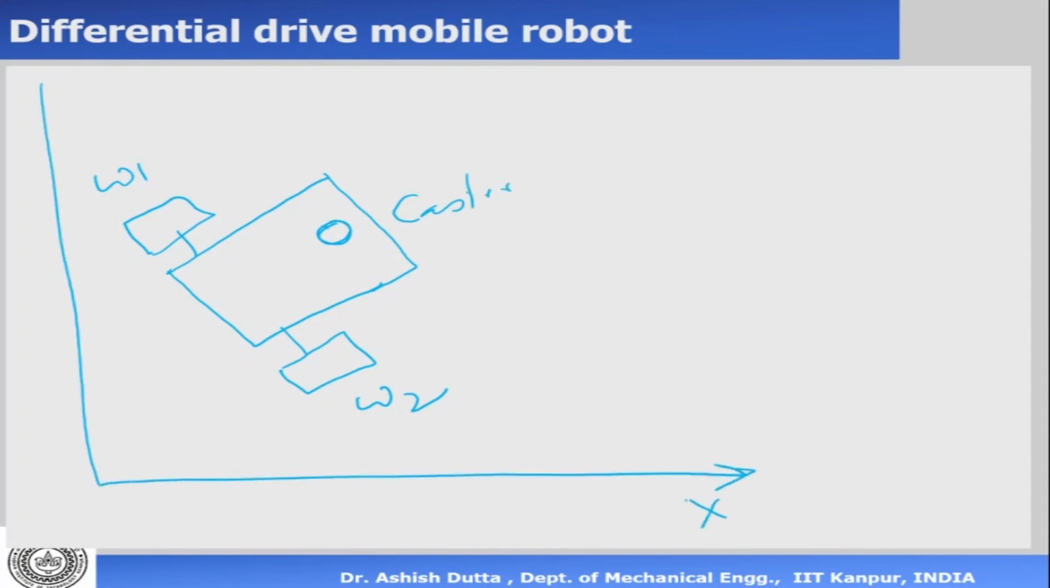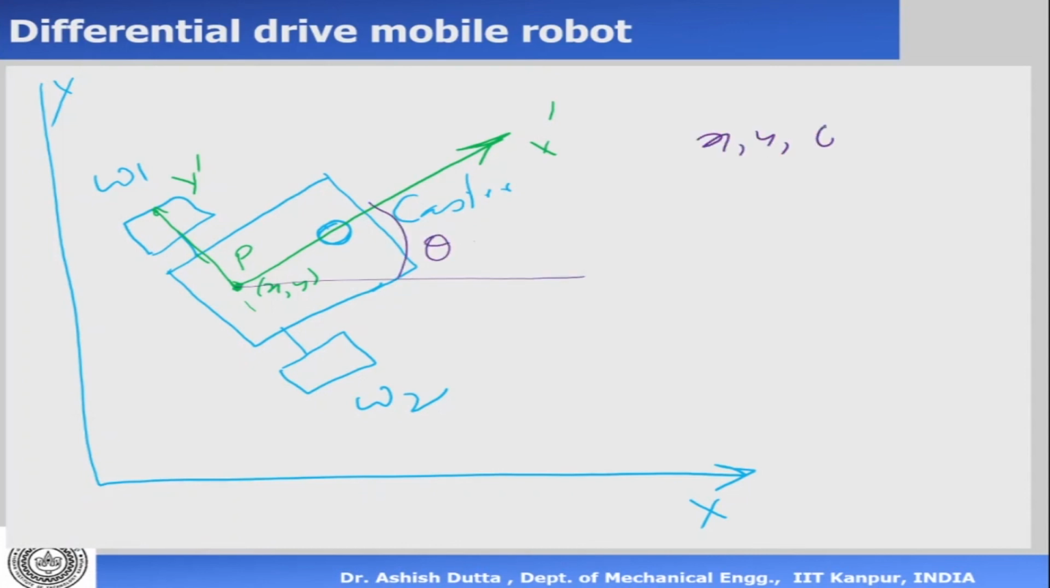But here also it is exactly the same. So this is my x and y global, and I can take this point P and define the directions x dashed and y dashed, which are local. Then I can say that this coordinate is x and y, this point P, which is the center point between the two wheels. And I define this angle as theta. So here also we have x, y, and theta, so 3 degrees of freedom.